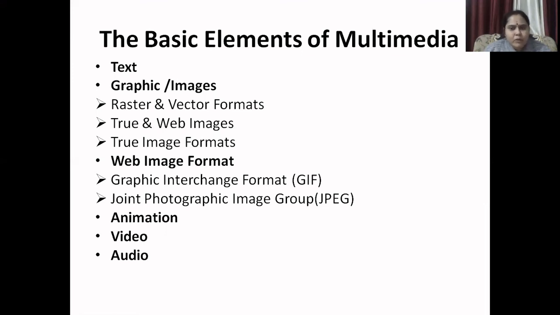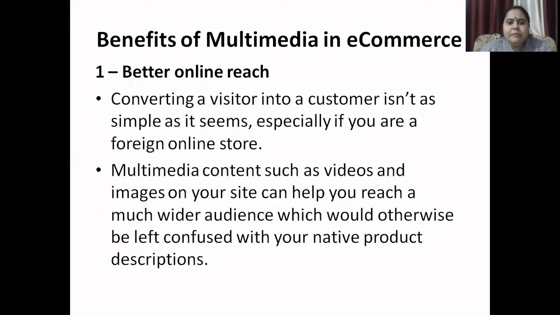The basic elements of multimedia are text, graphic images, web image format, animation, video, and audio, in which graphic or image contains raster and vector formats, true and web images, and true image formats. And web image format has GIF and JPEG, that is graphical interchange format, and joint photographic expert group, that is JPEG.